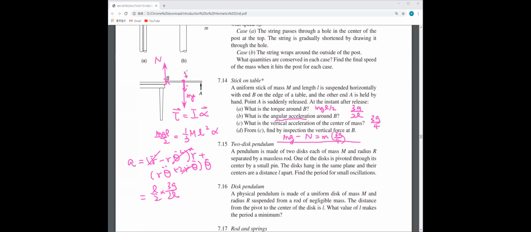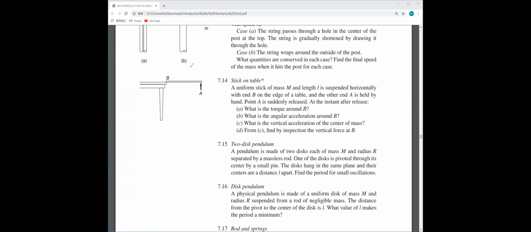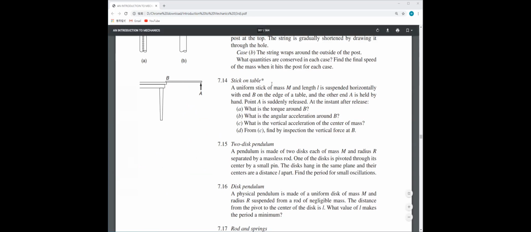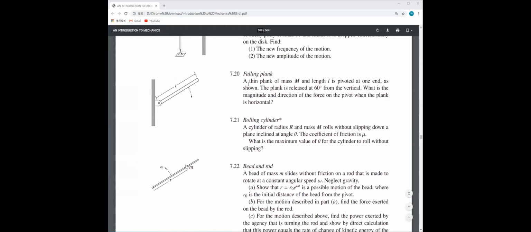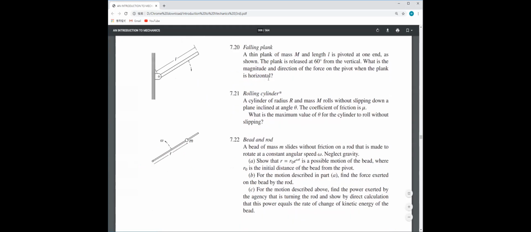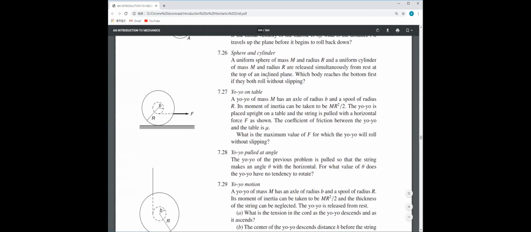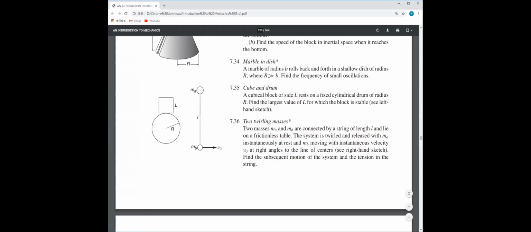You can save the screen. Did you save it? I saved it. Sorry, I forgot to save it also. If you haven't saved it, I can send you. This 7.20, you can do it after the lesson. This is a really quite simple question.